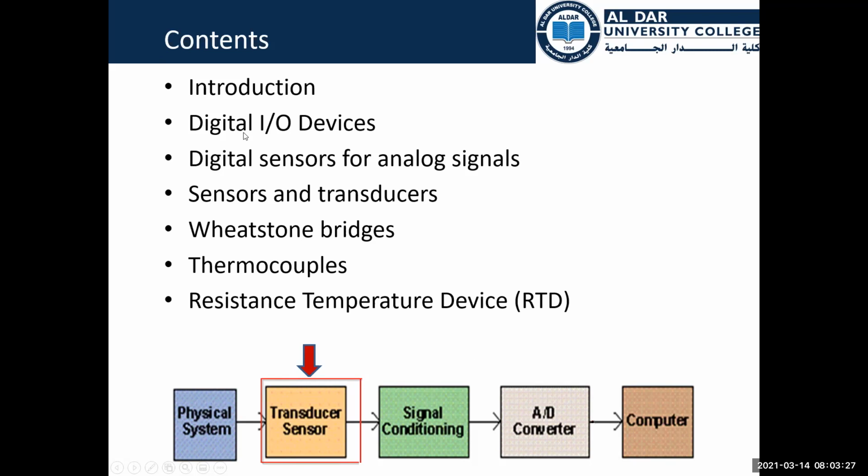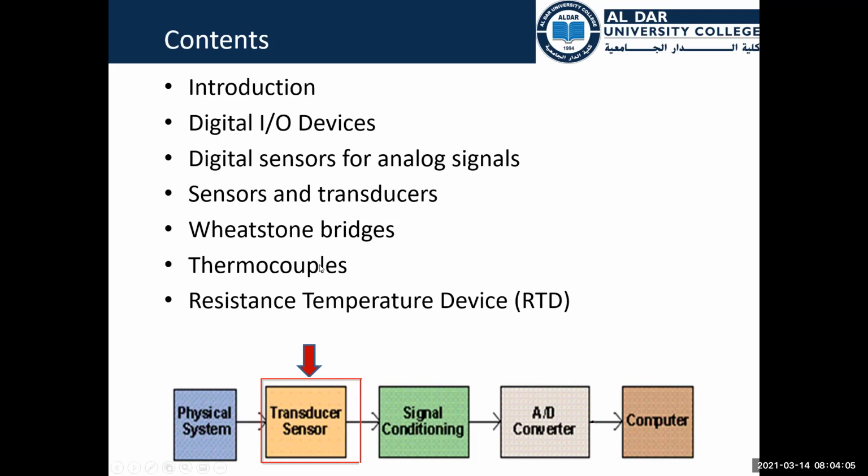So today we are going to talk about digital input-output devices. We will see how digital sensors is used for capturing analog signals, and we will talk about transducers and sensors, and we will talk about a very important circuit here, which is Wheatstone bridges. They are used in sensors and transducers. We are going to see the idea behind Wheatstone bridge, and how it is going to be used in measuring the electrical signals.